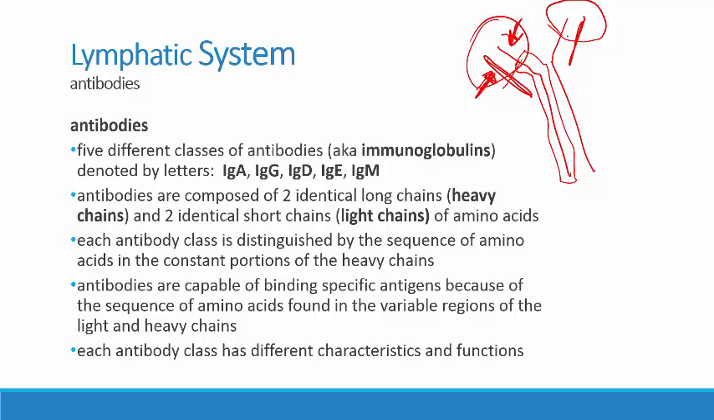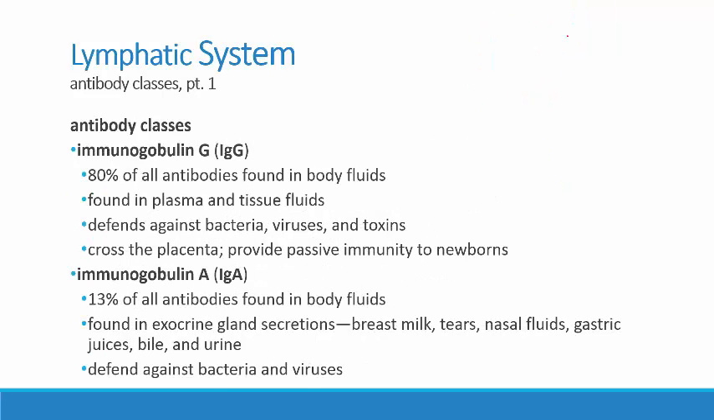Each of the antibody classes has different characteristics and functions. So let's look at those quickly. Immunoglobulin G, or IgG, is the most abundant kind of antibody found in body fluids. About 80% of all antibodies are IgGs. They're found in both plasma and tissue fluids, so we can see them in the blood, in interstitial tissues, as well as the lymph. IgG is used to defend against bacteria, viruses, and toxins.